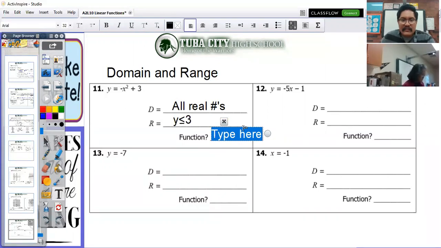And is this a function? Well, again, we had this kind of shape called a parabola, and if you were to run a vertical line through it, it would not cross more than once. So this is indeed a function, so yes.